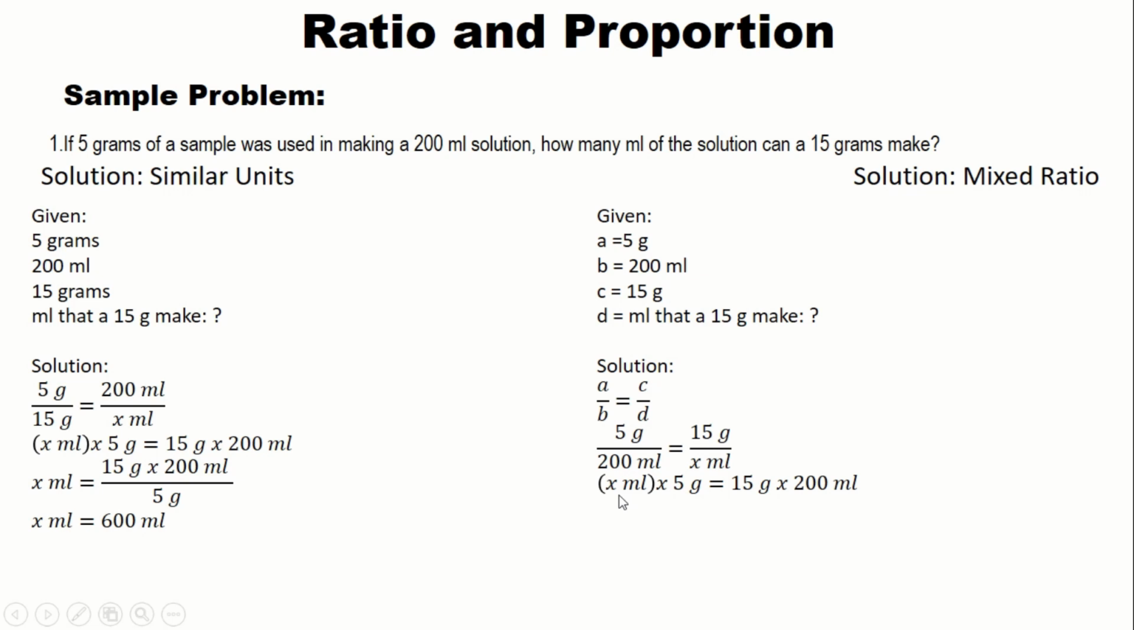Again, you're looking for the X, or the ml. So divide both sides by 5 grams and it will look like this. So 15 grams times 200 ml divided by 5. The answer is also 600 ml. Again, for ratio and proportion, if one part increases, the other part increases. So for example, the weight here increases from 5 to 15 grams. The volume should also increase from 200 to 600 ml.